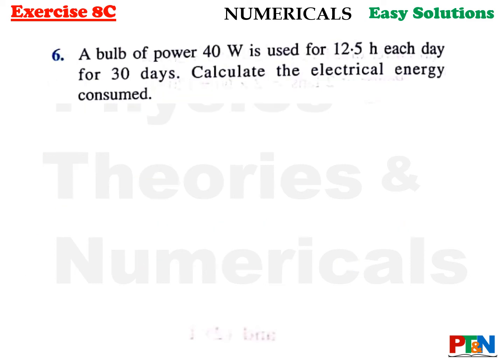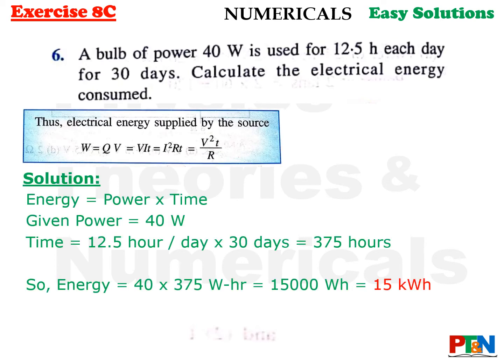Next one. A bulb of power 40 watt is used for 12.5 hours each day for 30 days. Calculate the electric energy consumed. Look at the solution. Simplest. There is no complexity. Straight away put the values. Physics numerical is formula. You need to put the values in the formula, handle the units, get the answer.